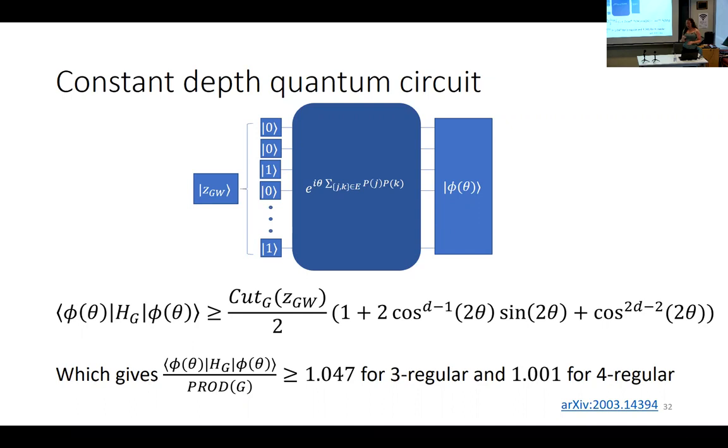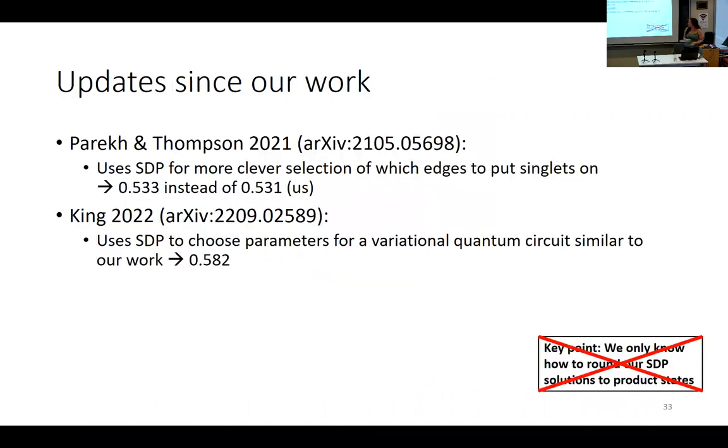Okay, so what's happened since then? I was lying to you again. In fact, people have found a way to round their SDPs to entangled states. Parekh and Thompson had this really cool result where, whereas we used just the max weight edge to put our singlet states for our 1 and 2 qubit entangled states, what they did was they used an SDP to decide where to put their singlet states. That's a really cool idea, but unfortunately, it doesn't get us very much farther. They got 0.533 instead of 0.531. So it's only a little bit better, but it's a cool idea.